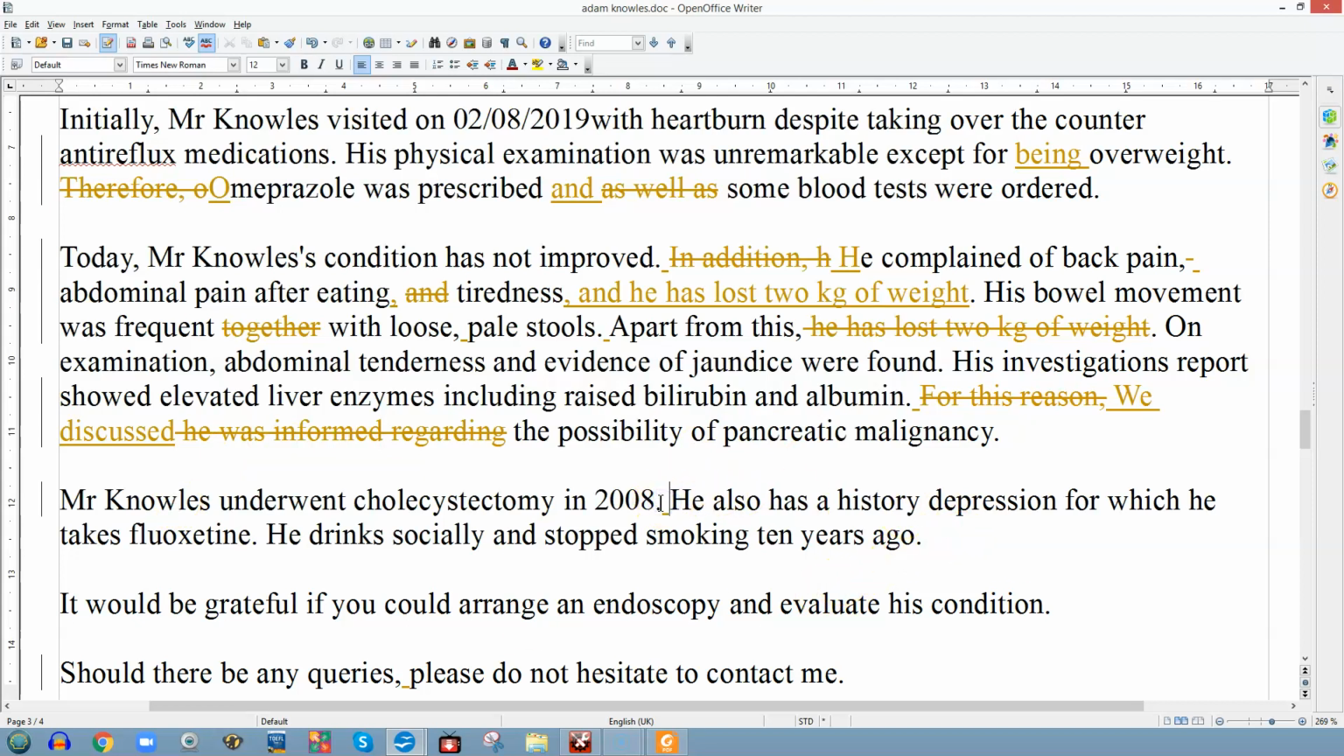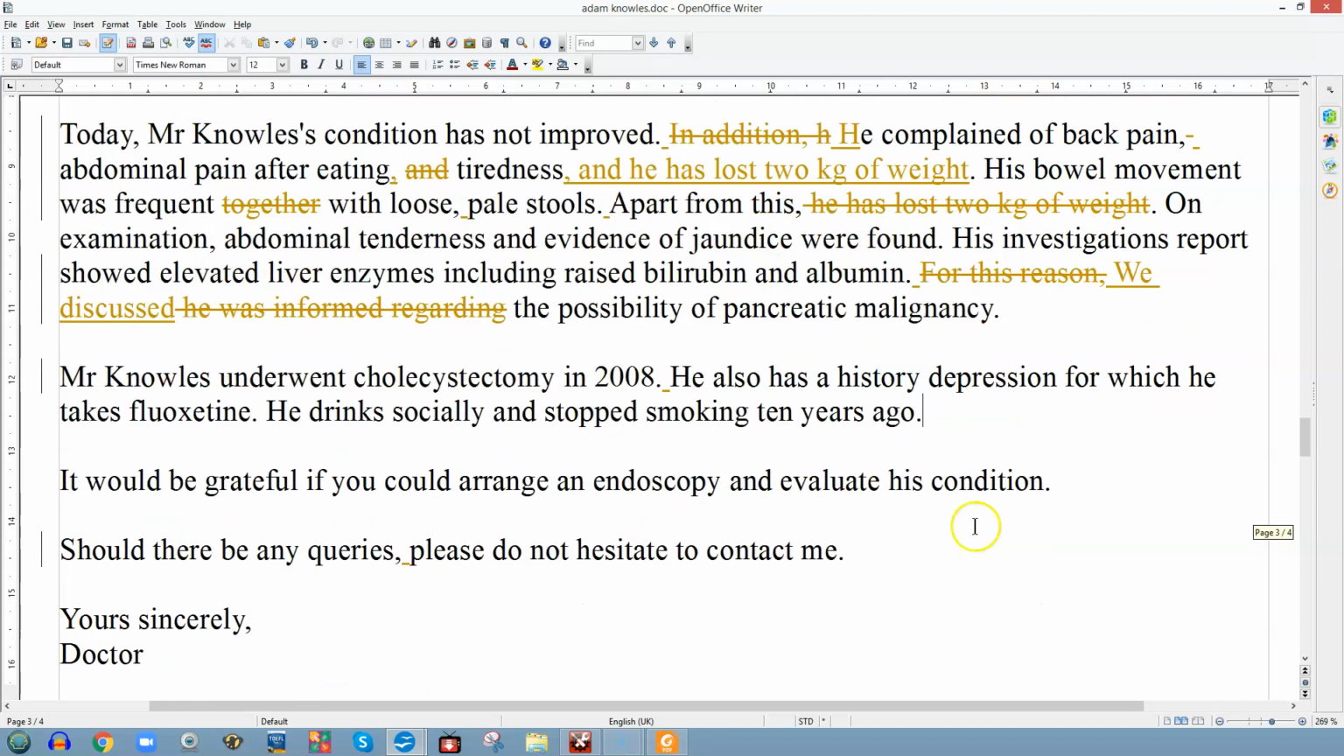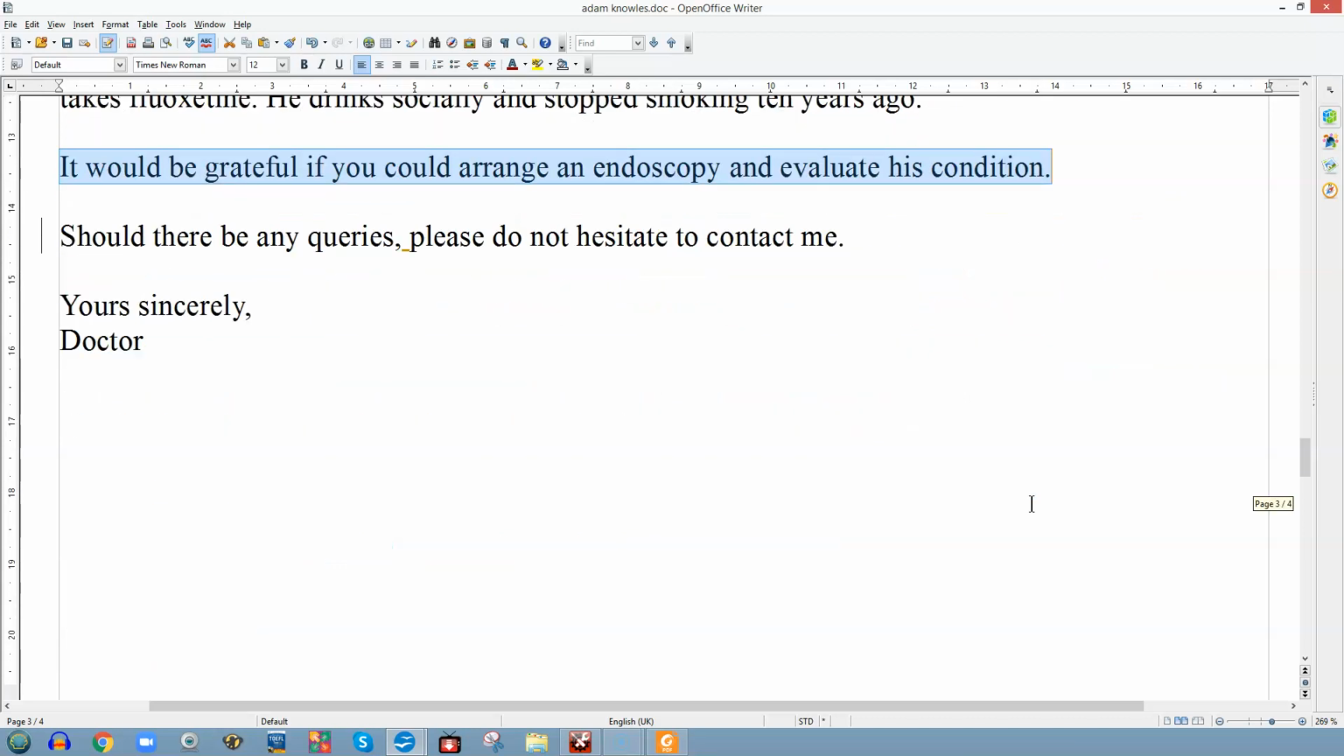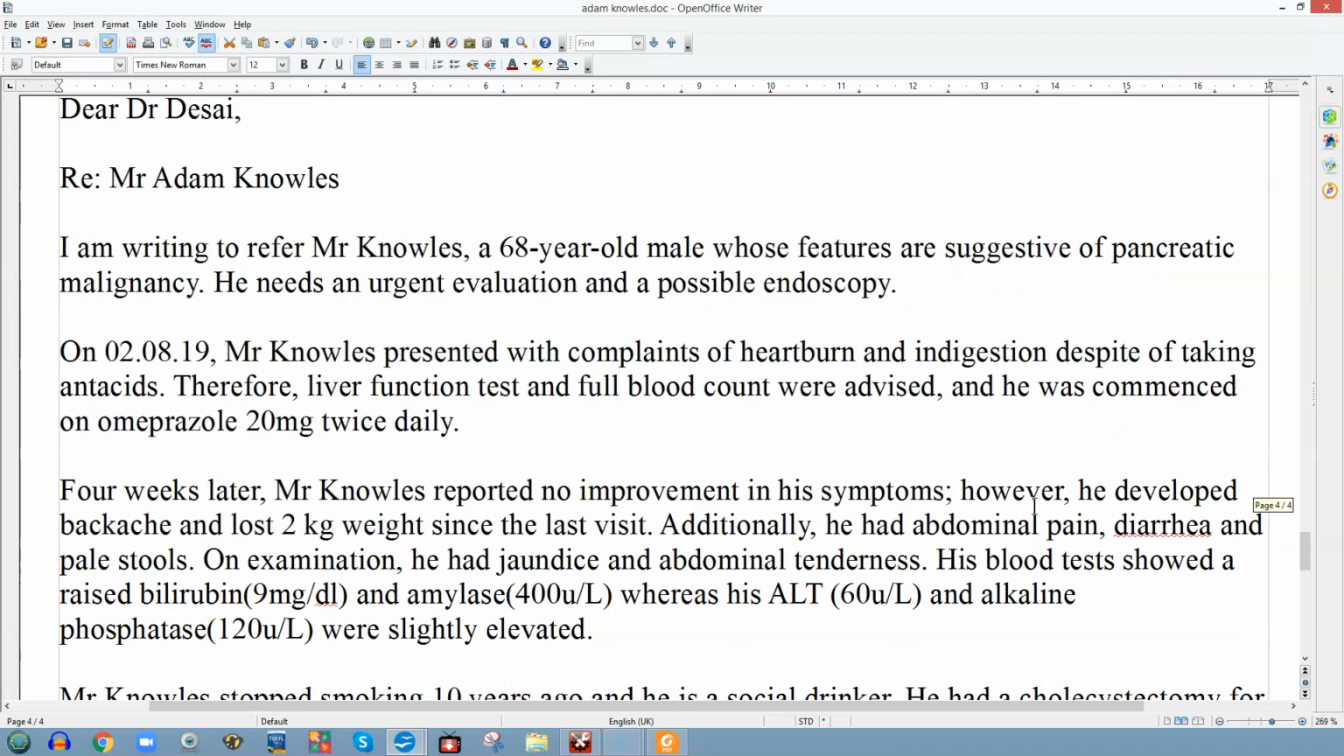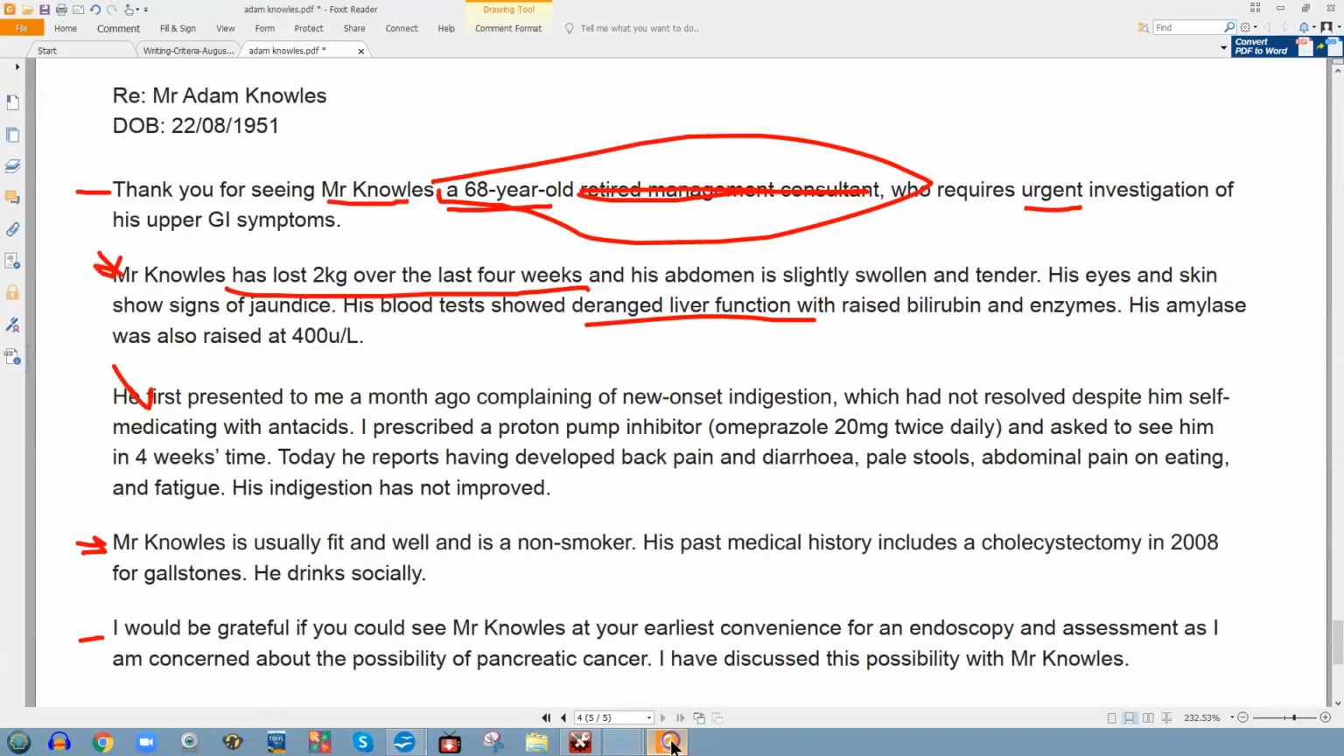So you've got a brief history to fill in the story. We don't really need this. Depression, what's that got to do with anything? So we need to restate the request. In view of the above, I would appreciate it if you could, blah, blah, blah. Okay, and that's what we would do there. That would work fine. Again, let's have a quick peep.